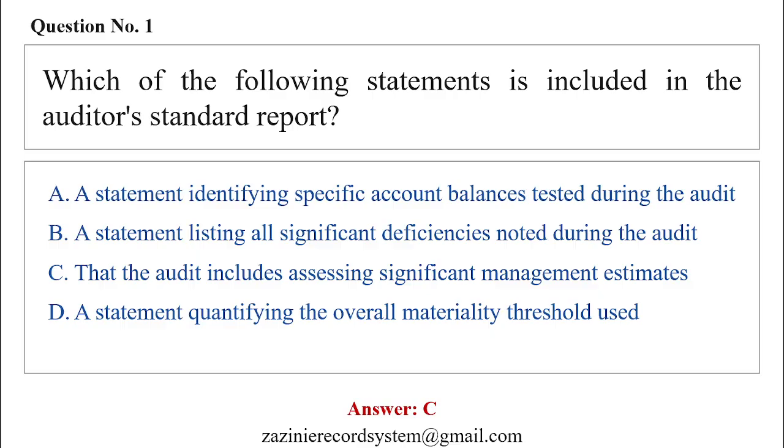Explanation. Letter C is correct because the standard report specifically mentions that the audit involves evaluating the significant estimates management made in preparing the financial statements. Specific account balances tested, a list of deficiencies, and the exact materiality figure used are all things that stay out of the standard report.